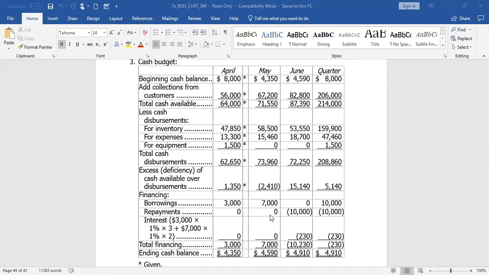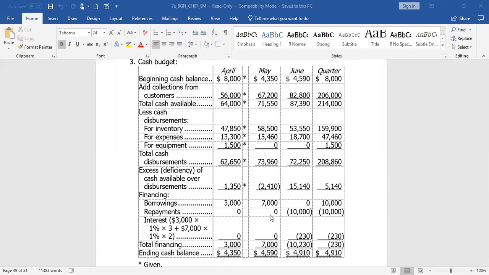But what you need to keep in mind is not only will they pay off the loan at the end of June, but they also have to pay any interest associated with borrowing. And we just don't go 10,000 times 1% interest times 3. No, because they borrowed $3,000 in April, and they would have borrowed it, they told us, at the beginning of each month.